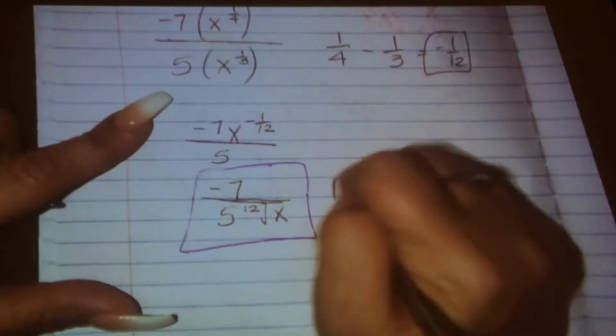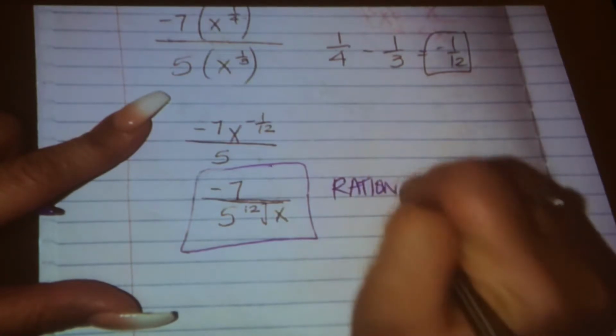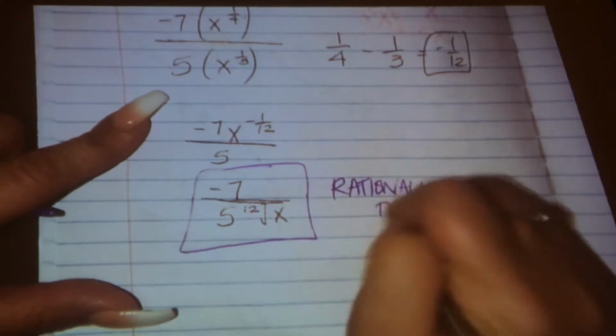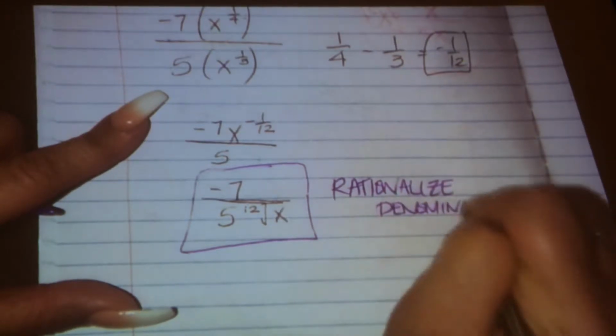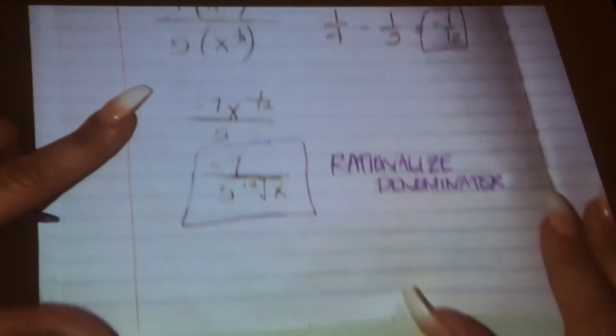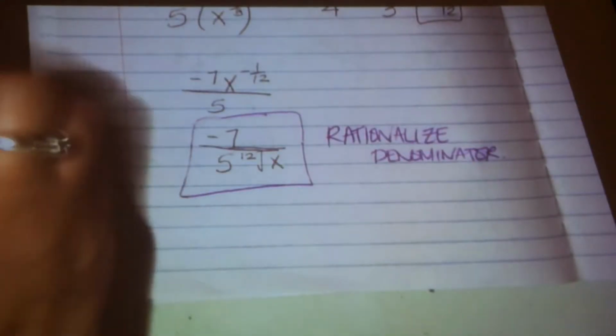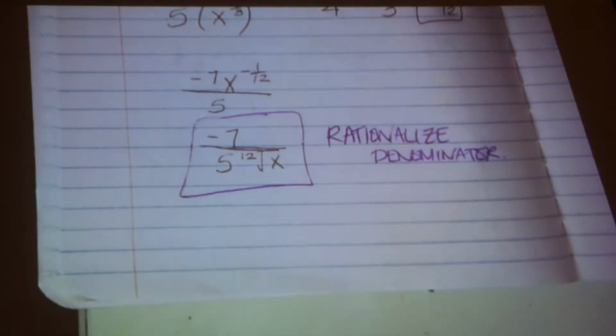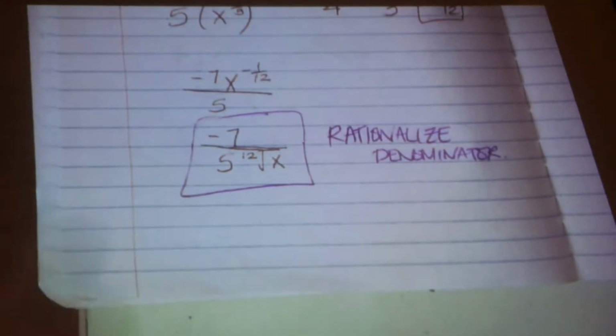But I have to do what's called rationalize the denominator. Please write this word down because it's so common. We've been doing this since Math 1. You're not supposed to leave an answer with a denominator that has a root in it. So what you're going to do is multiply the top and the bottom to get rid of that 12th root of x on the bottom.